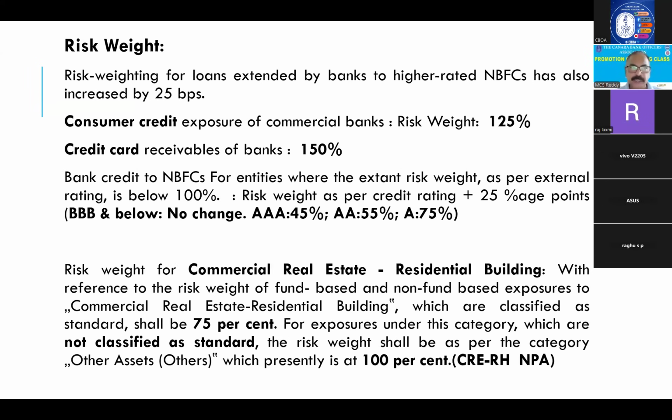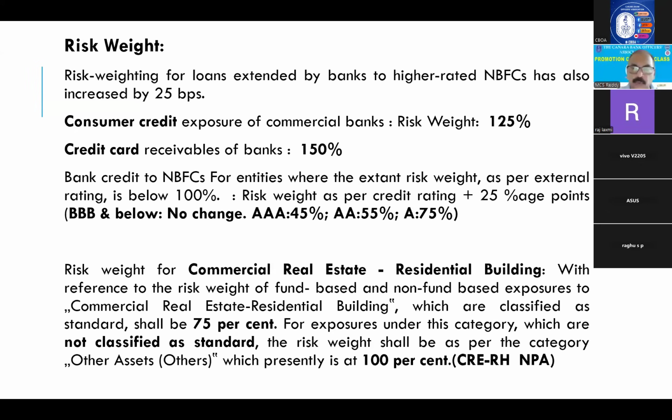Next, regarding risk weights, this our Jagannath sir has already discussed. Anyway, that's why I will not go deeply through this. Consumer credit exposure, consumer credit, is enhanced to 125%, and credit card is enhanced to 150%. That is the risk weight. NBFCs also, wherever it is less than 100% risk weight, that is for the good rated ones.